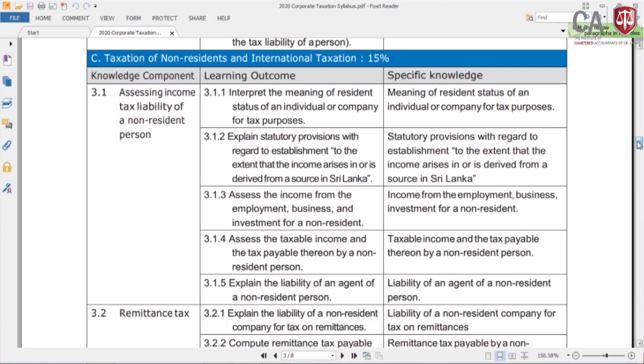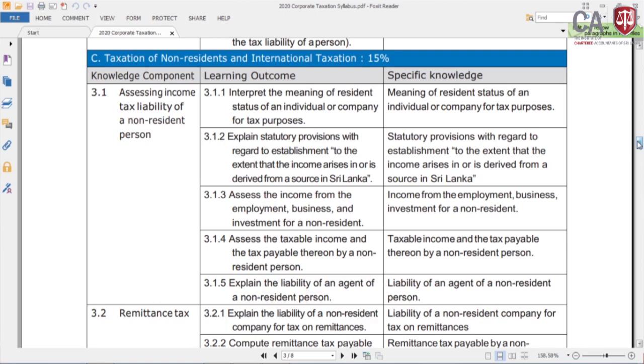Thirdly, assess the income from the employment, business and investment of a non-resident. Where have you learned these business, employment and investment income sources? Section 4, assessable income. The same provisions which you applied to a resident person, amalgamated with other provisions, are applicable to the non-resident person also.